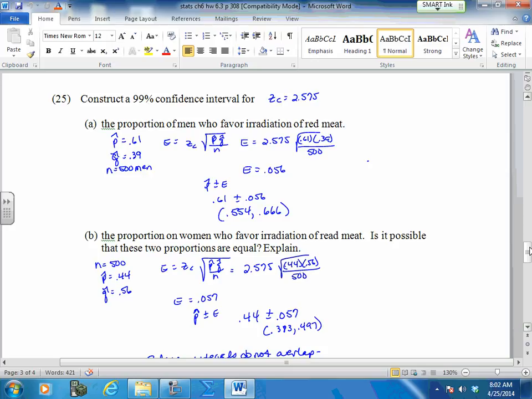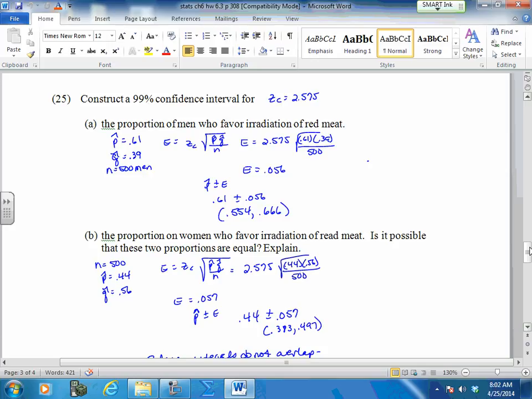Construct a 99% confidence interval. For 99, you have a z-score of 2.575. The proportion of men: they surveyed 500 men and 500 women for the irradiation part. The other part, the 350, was the second part of that chart with the microwave. Of those 500 men surveyed, 61% said they favored the irradiation of meat, whatever that is. So 1 minus that is 39%.